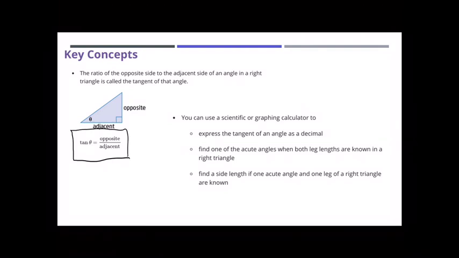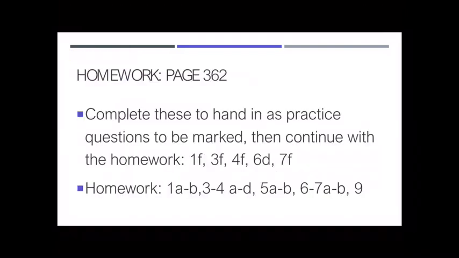Find one or more of the acute angles when both leg lengths are known in a right triangle. And you can also use your calculator to find a side length if one acute angle and one leg of a right triangle are known. So basically what that says is, as long as I have two out of those three pieces of information, what the angle is, or what the opposite is, or what the adjacent is, I can find the third piece of information.